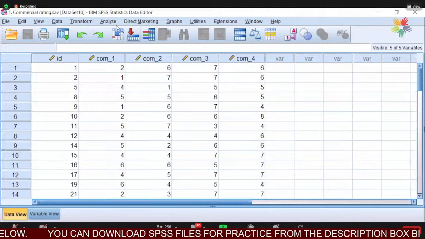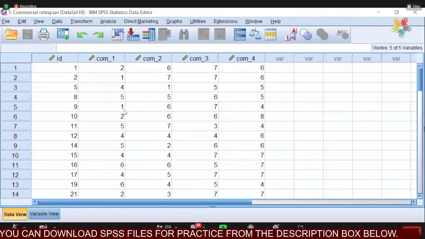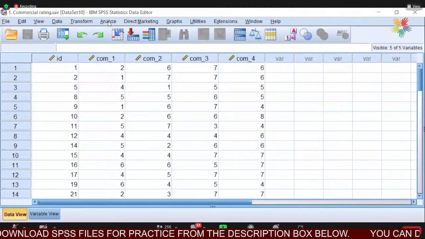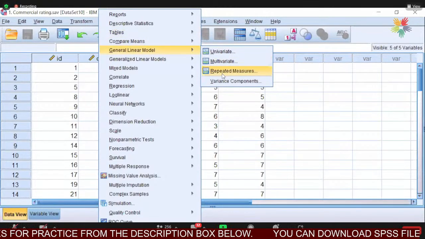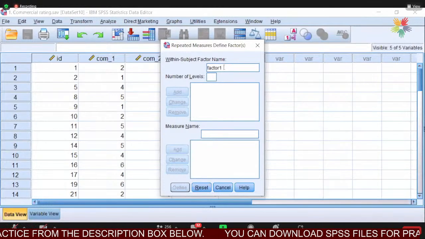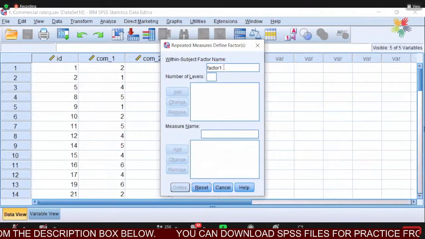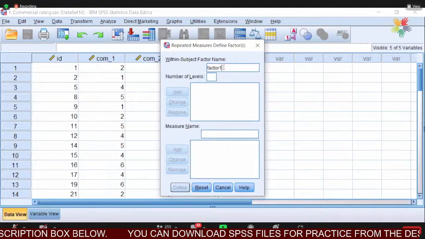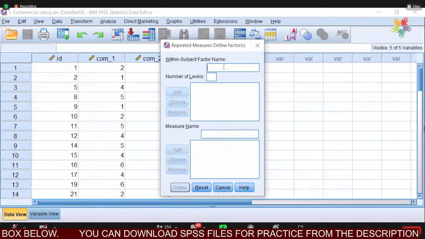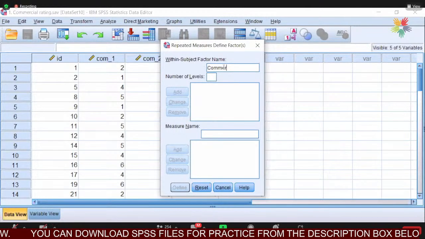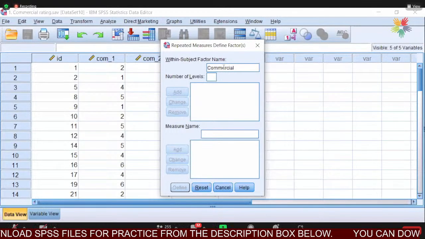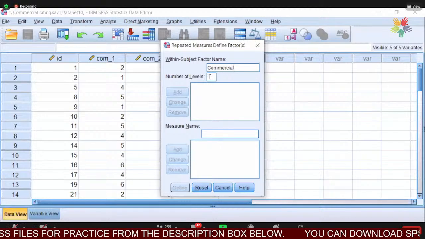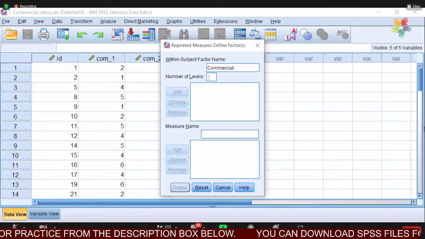So now, analyze only the 4 metric variables, nothing else. Analyze, General Linear Model, Repeated Measures ANOVA. Here you can keep the default, it will give Factor 1. We can give anything, we can say commercials. Any name you can give, because I feel it is commercial, that is why. But this is very important: we have taken 4 times. This is very, very important.